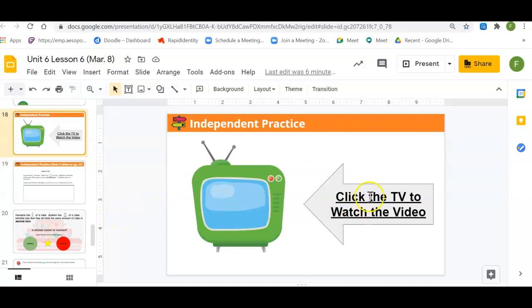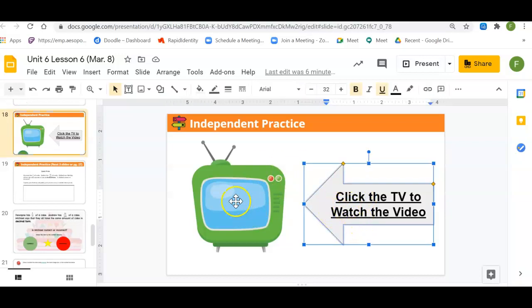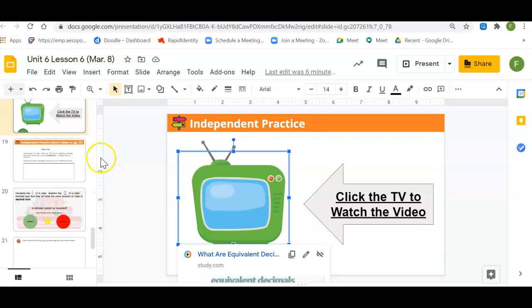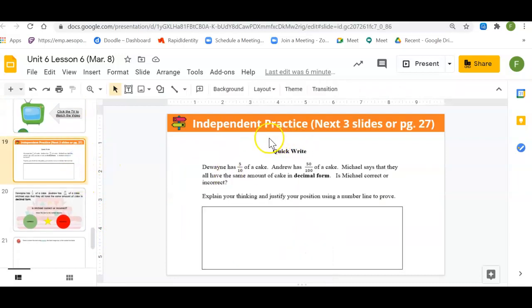Next task is going to be for you to watch a really short video. It's an online tutorial video here for you. And all you've got to do is click right here inside of the TV, and it's a short video that talks about what equivalent decimals are. All right, so that's part of your independent work for you to do. And when you finish that task, let's go to our very next slide.